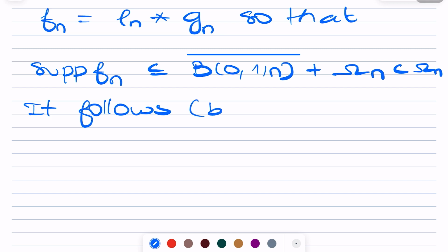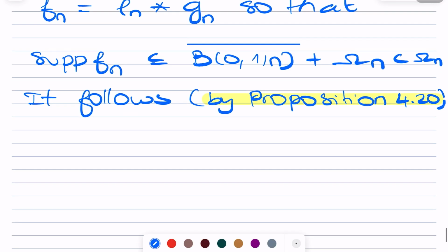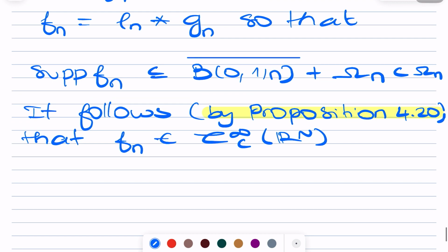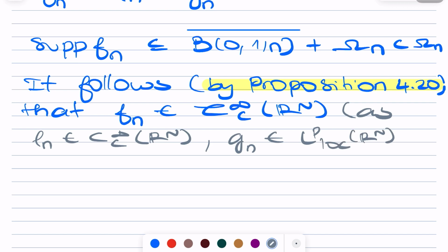This actually follows by proposition 4.20. I recall that it follows from proposition 4.20 that Fn is in C infinity C of Rn, right? Let me just say why. As the sequence of modifiers are actually elements of C infinity C of Rn, and Gn is in Lp log of Rn, and then we saw that the Lp log of Rn is actually contained in L1 log.